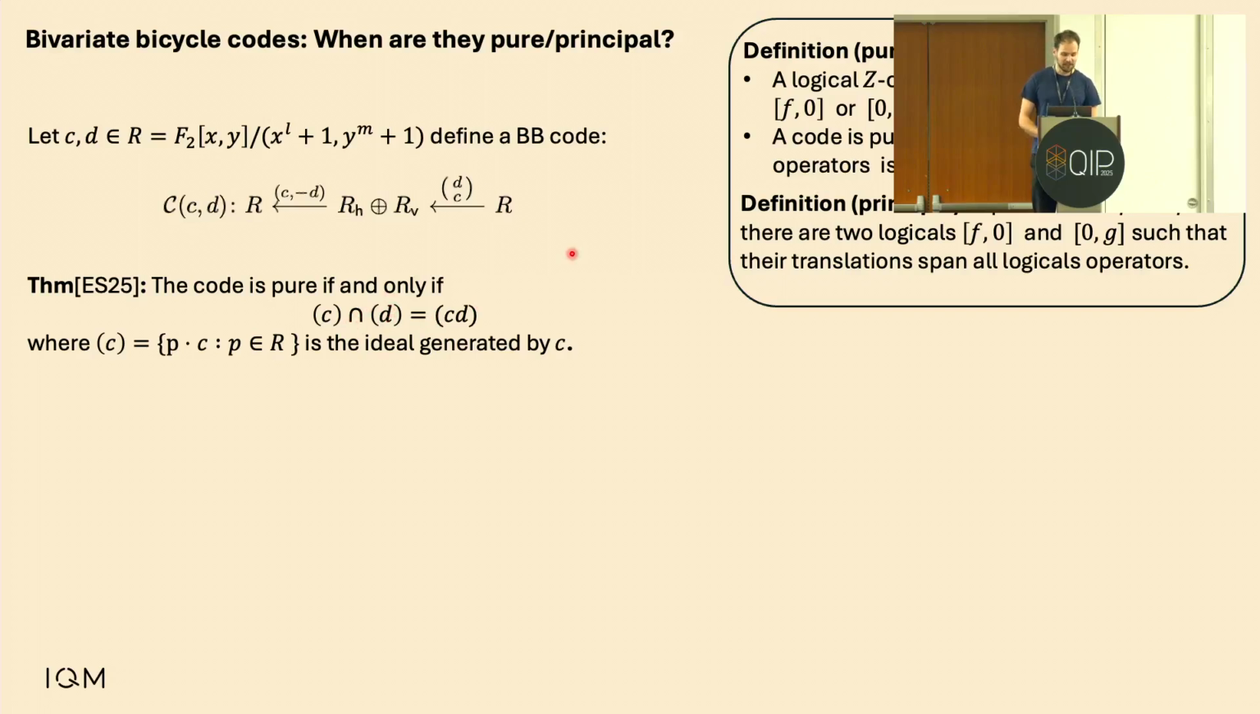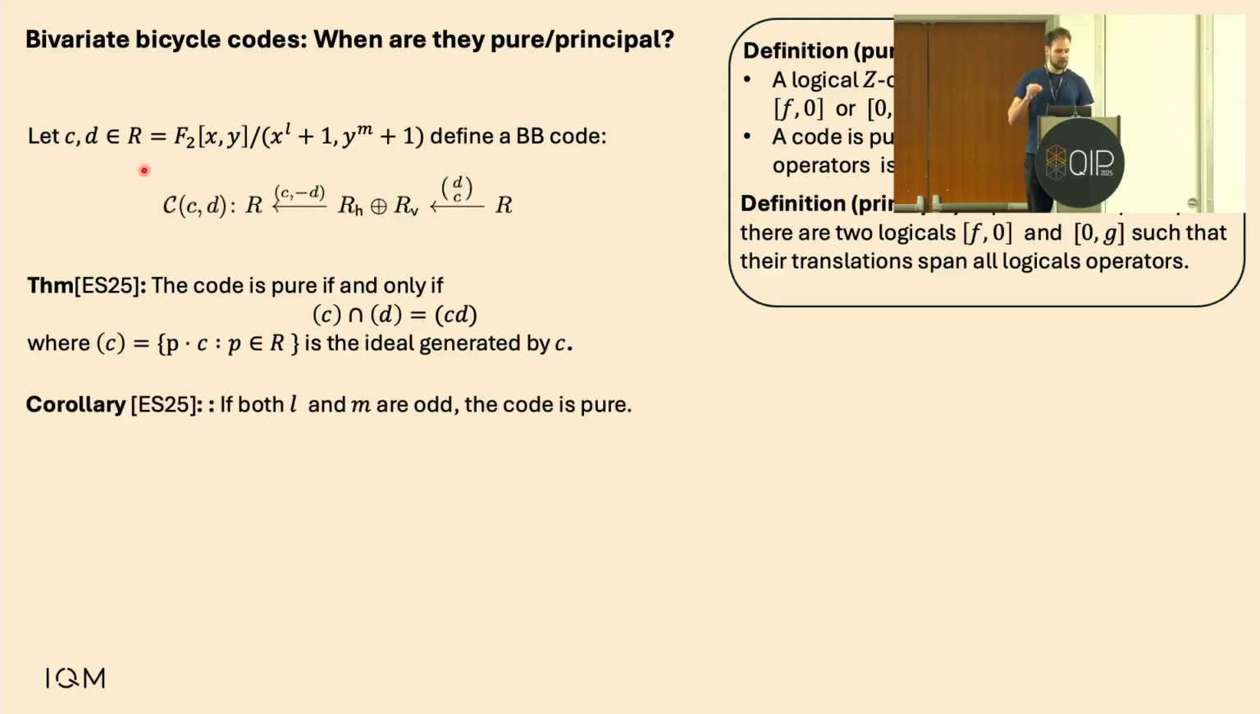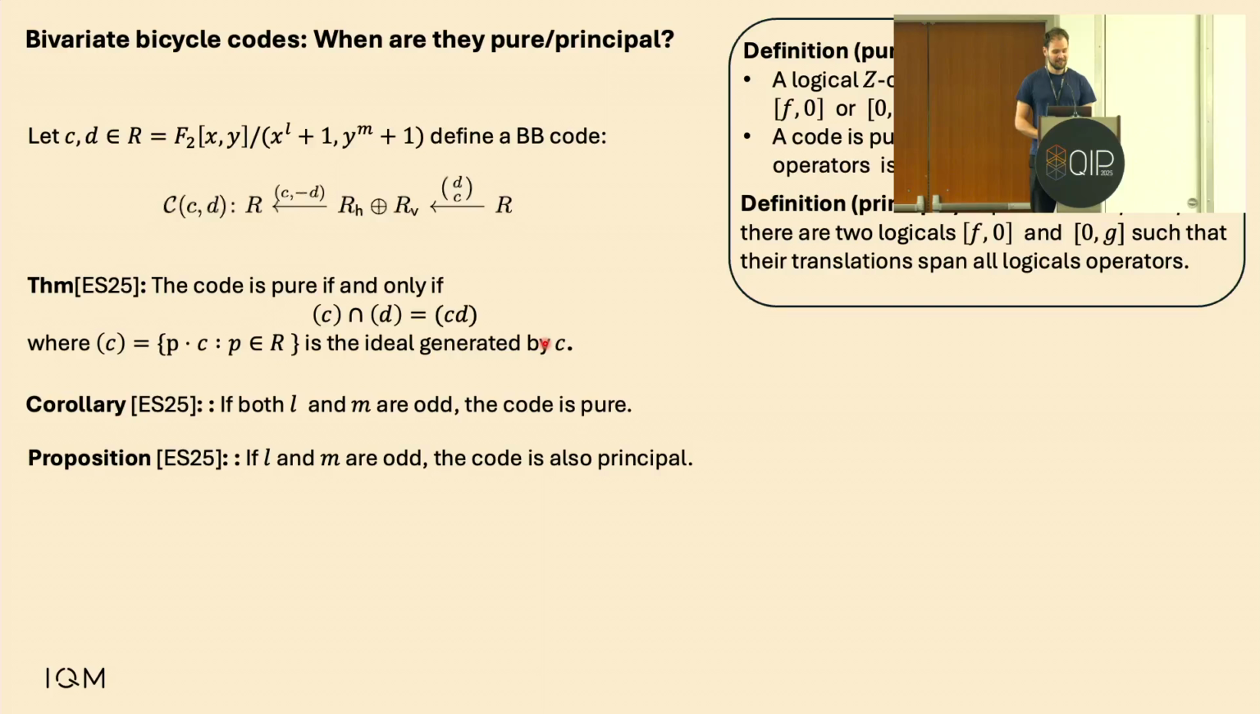Okay, this might seem very technical, but actually this polynomial ring here turns out to be very nice when L and M are odd numbers. So in fact, when L and M are odd numbers, the code is pure. This condition holds. And in fact, when L and M are odd, it's also principal, because this ring will be a principal ideal domain when L and M are odd.